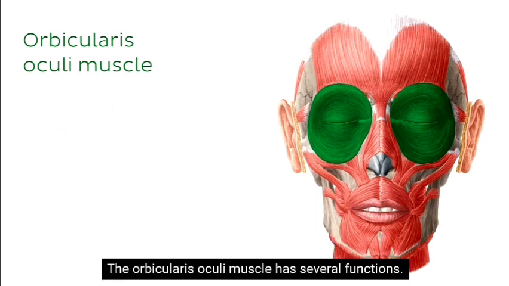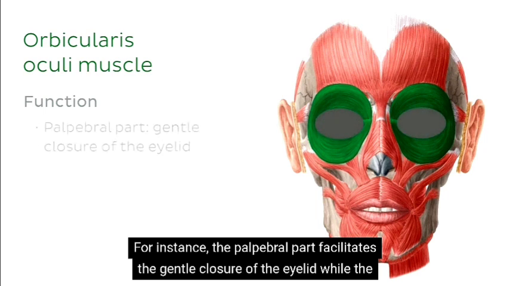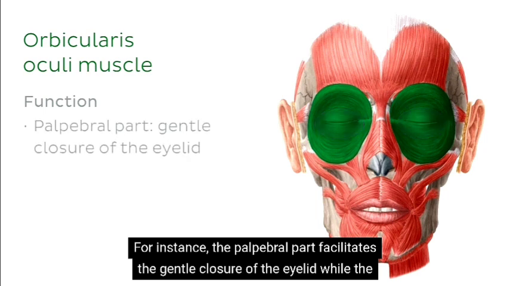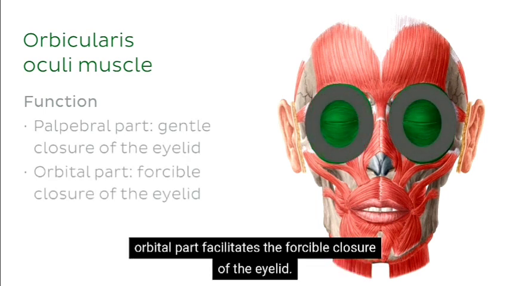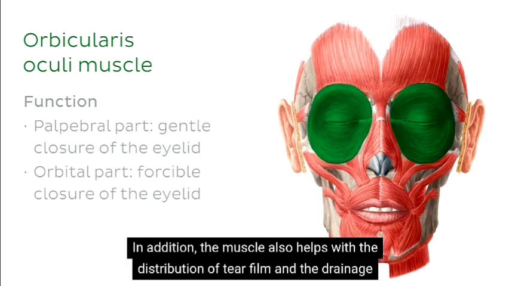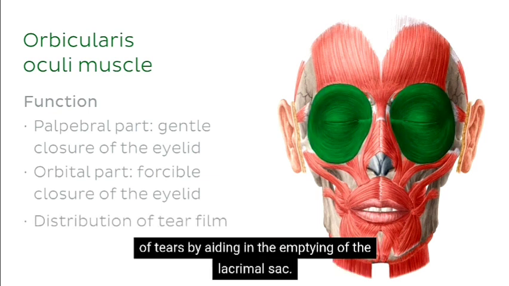The orbicularis oculi muscle has several functions. For instance, the palpebral part facilitates the gentle closure of the eyelid, while the orbital part facilitates the forcible closure of the eyelid. In addition, the muscle also helps with the distribution of tear film and the drainage of tears by aiding in the emptying of the lacrimal sac.